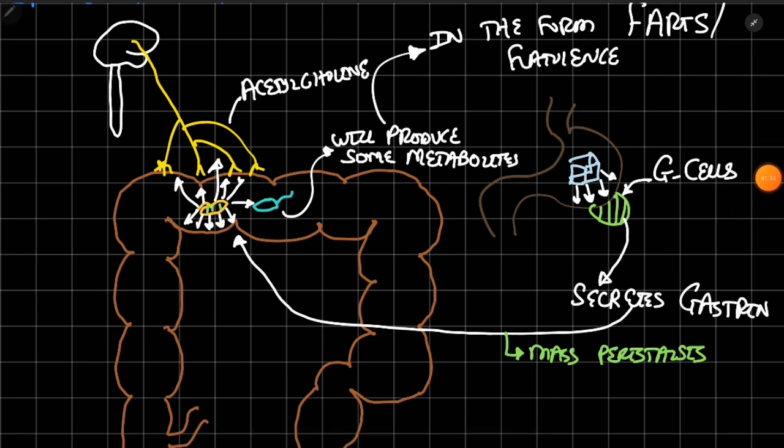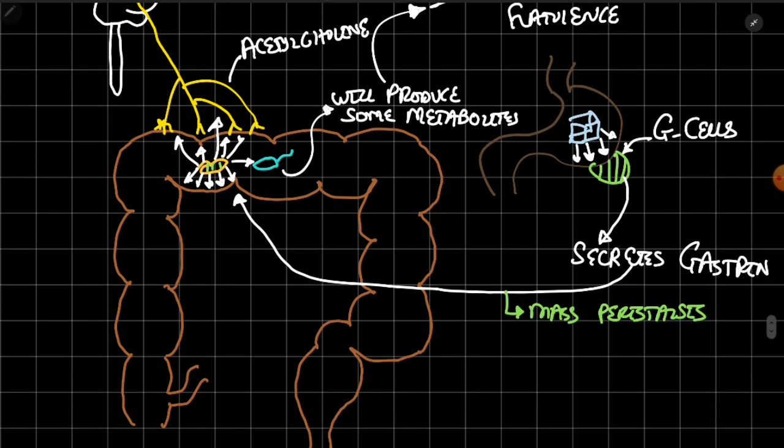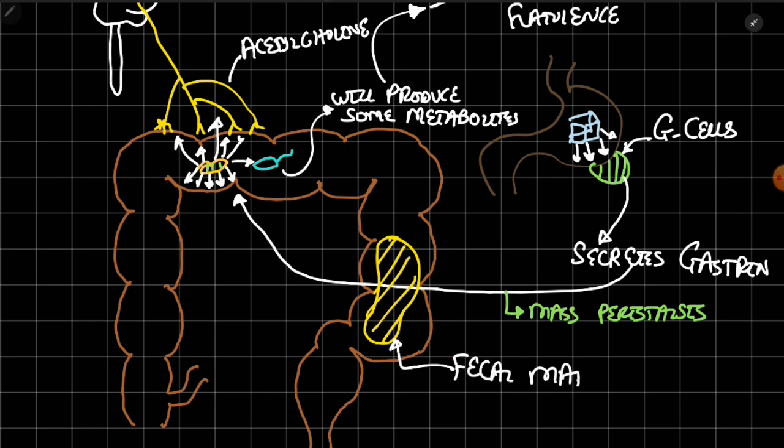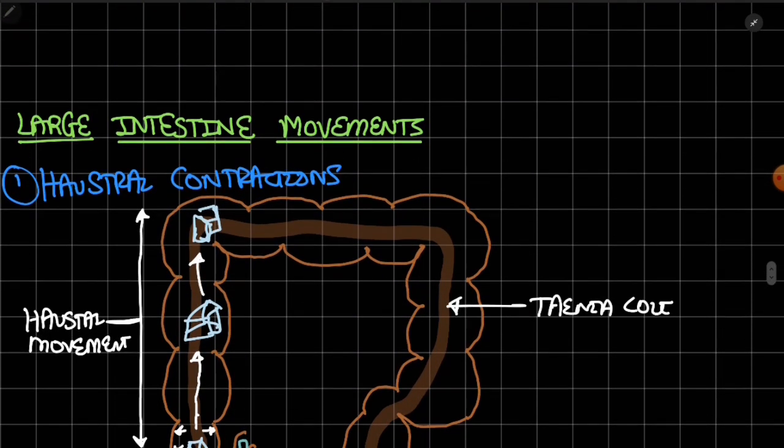Now, since this mass peristalsis movement is occurring, the fecal material will be created. The food particles, if there are any, will be crushed down. The fecal particles adhere to each other. More adherence will take place due to the mucus present in the large intestine, and finally we get the poop or the fecal matter. And this was all about mass peristalsis and the large intestinal movements.